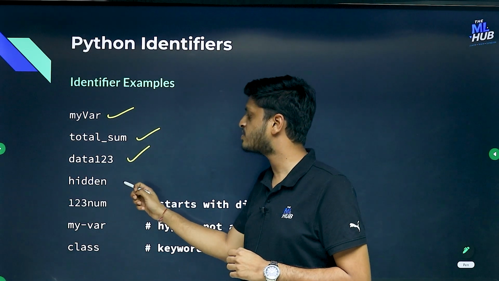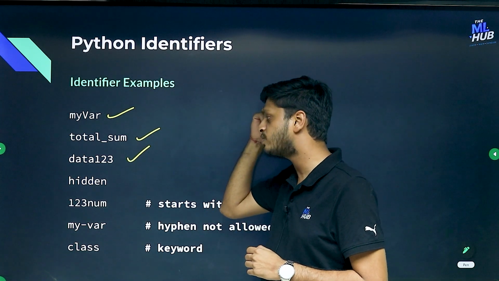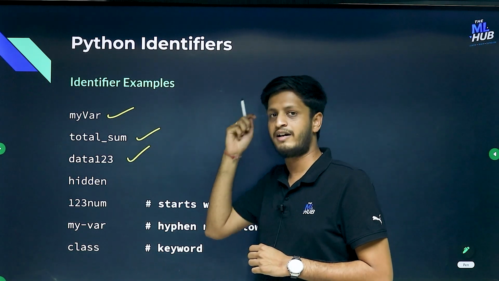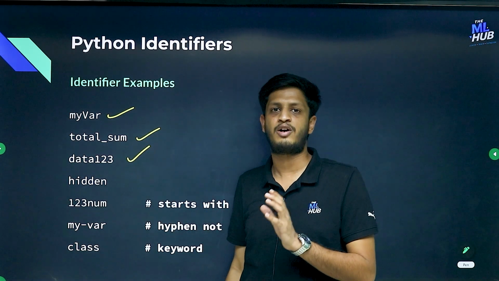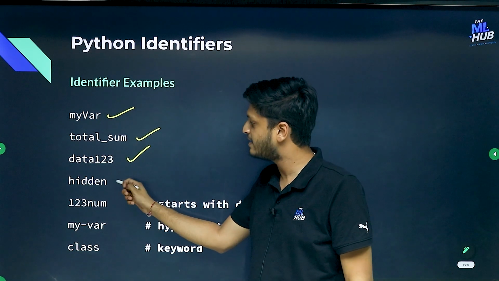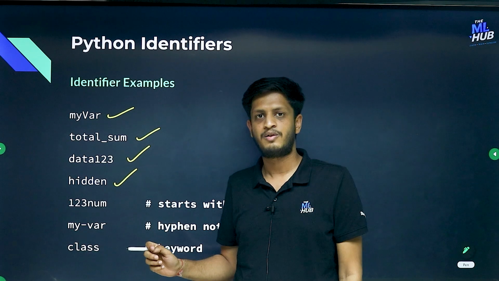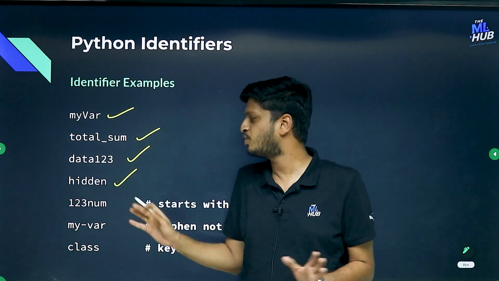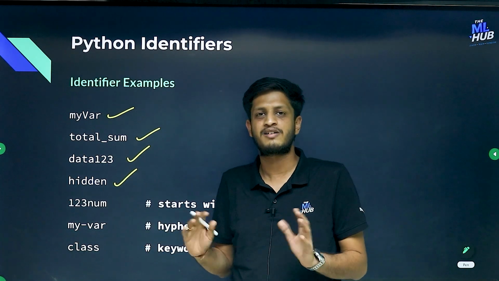Hidden. Hidden actually looks like a keyword, right? But hidden is not a keyword. Hidden is not among the 35 keywords. So hidden can be used. Hidden is a valid identifier. Although it looks like hidden must be a keyword, but it is not.